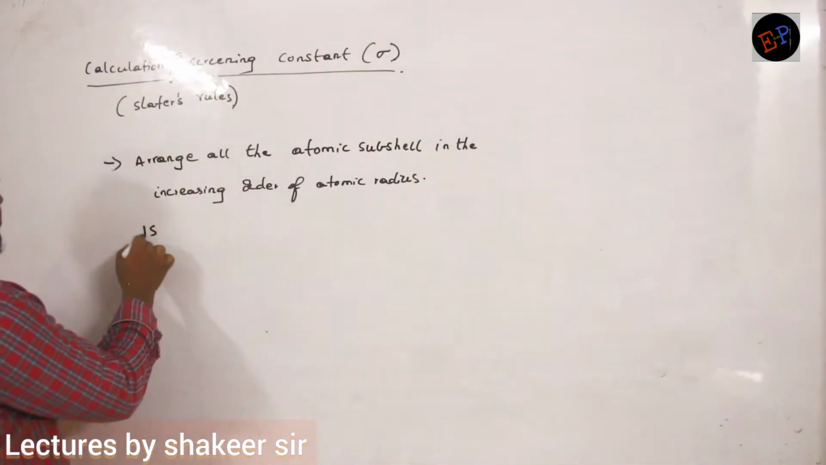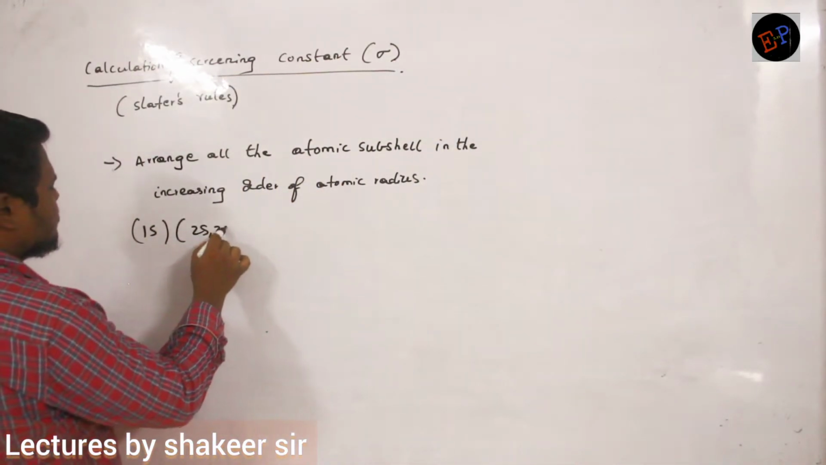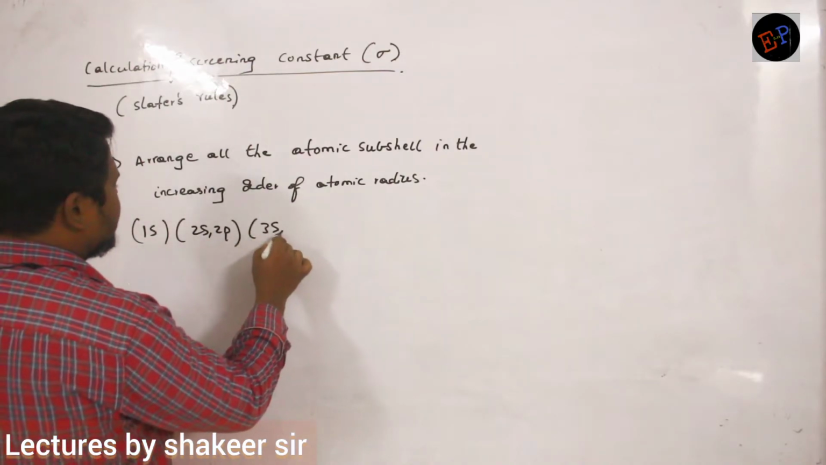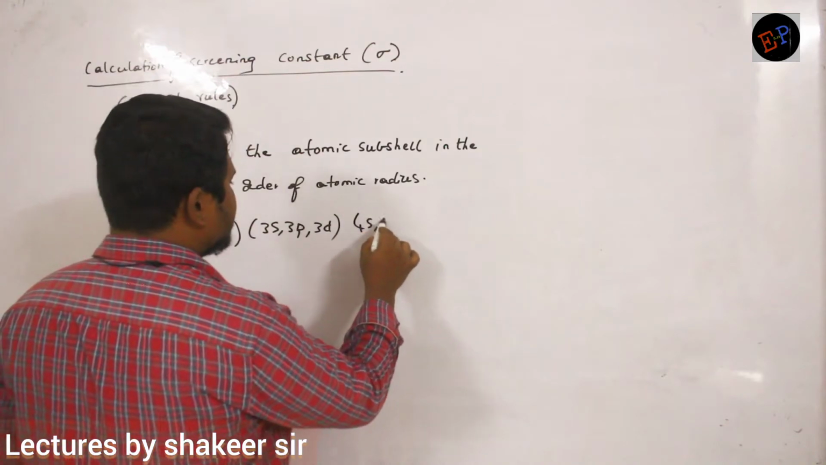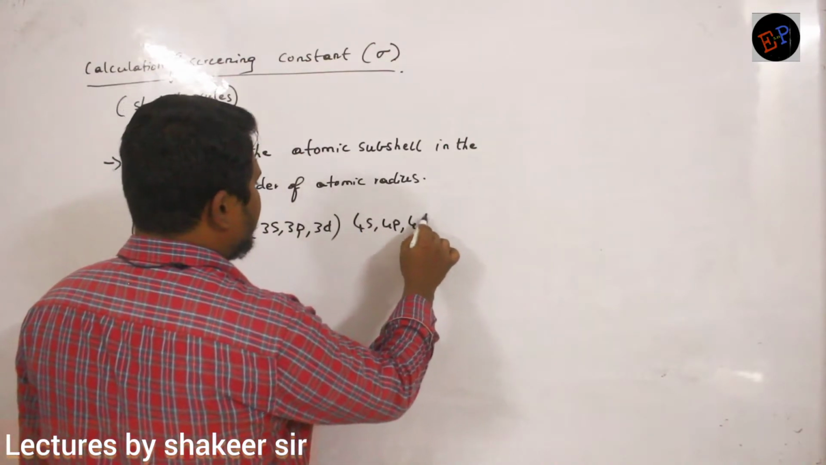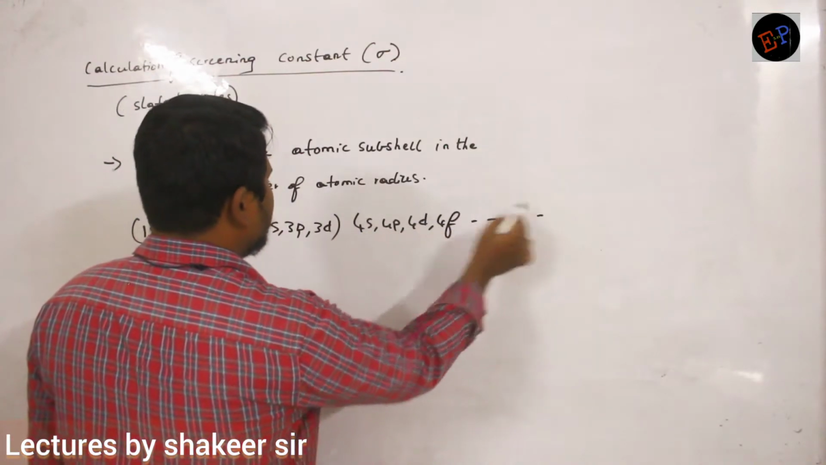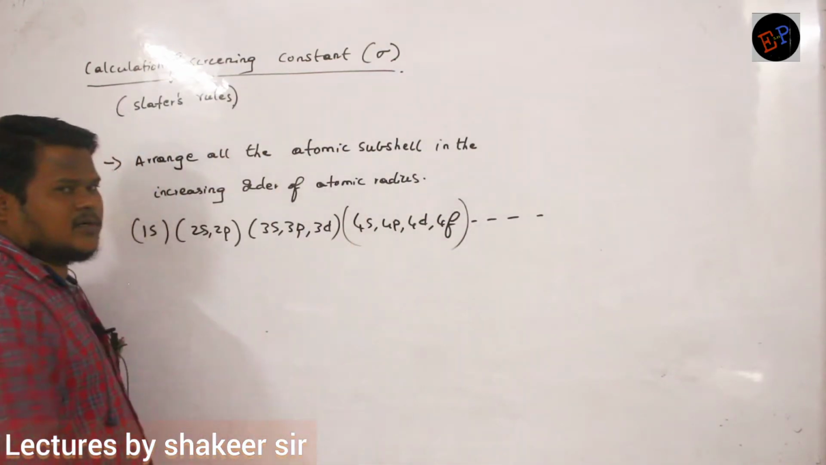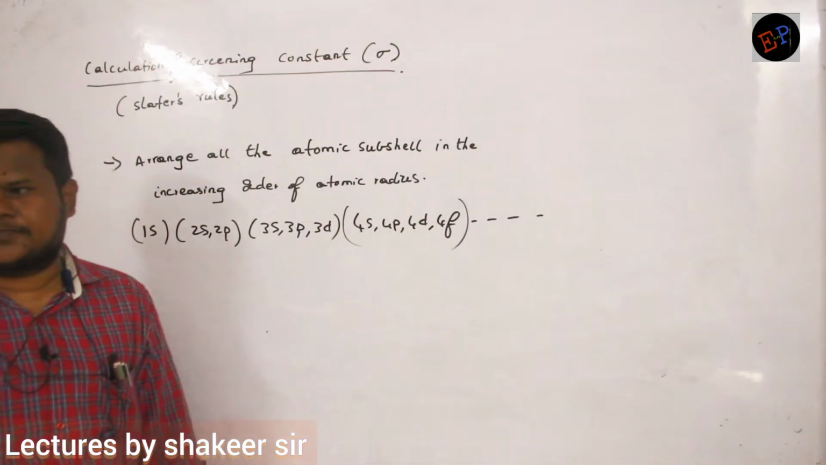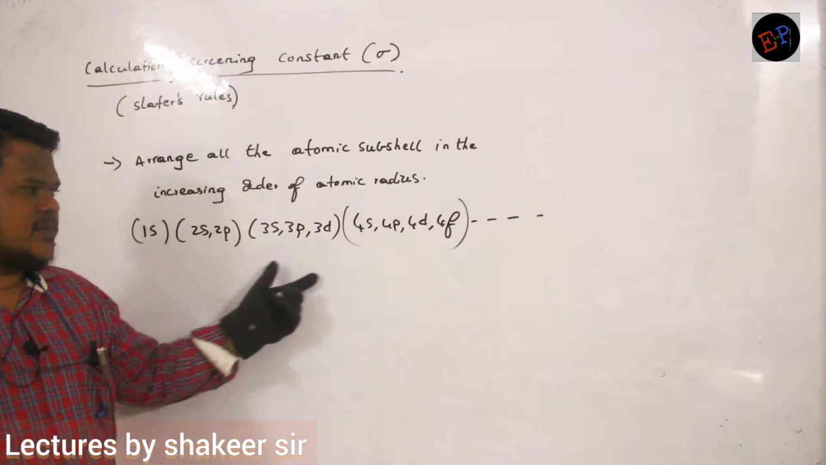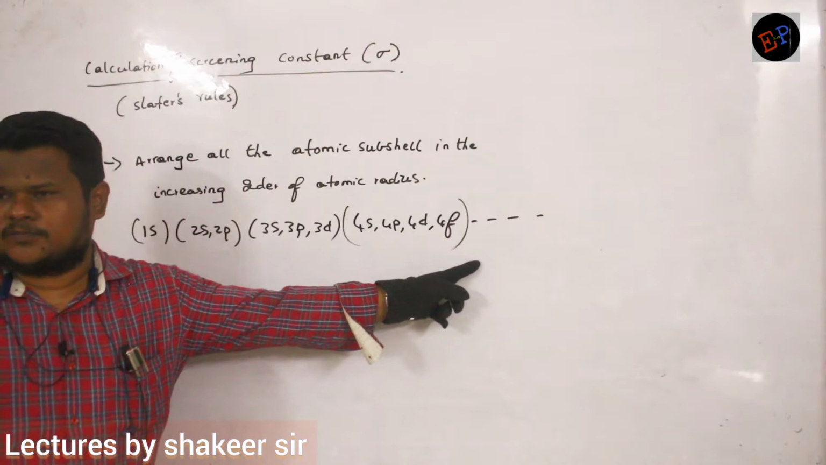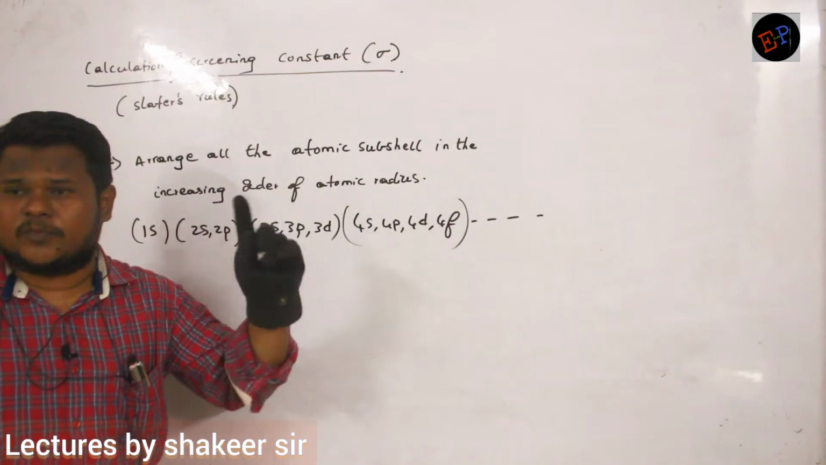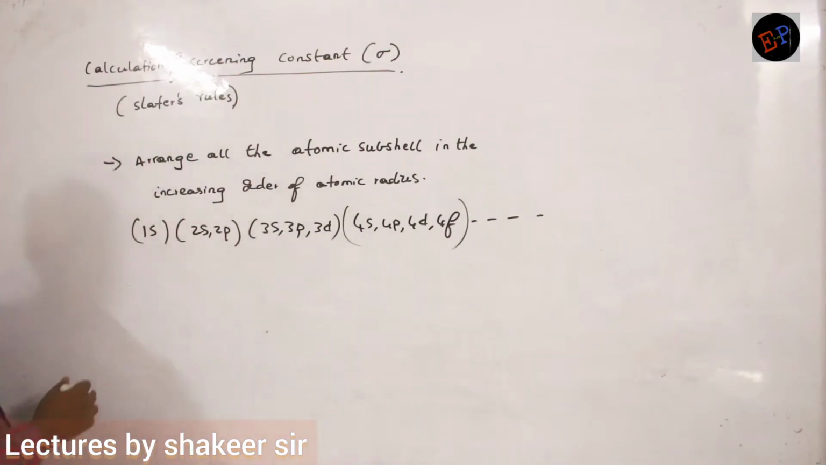I will write 1s followed by 2s 2p followed by 3s 3p 3d followed by 4s 4p 4d 4f, like this. So this is the method in which I have to write all the subshells. Are you able to understand? So they are written in terms of increasing radius only. We are not writing them according to the Aufbau principle. Clear? This is the first point.